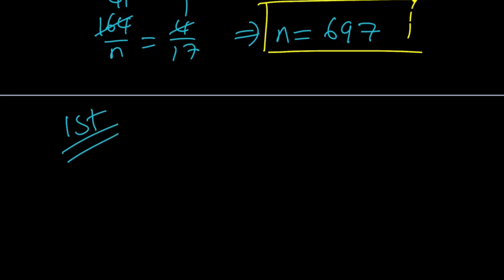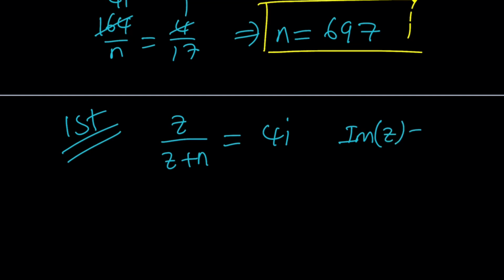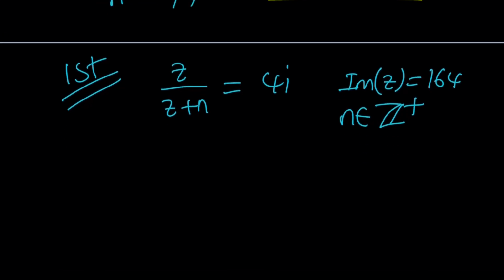Let's go ahead and talk about the first method. So again, the problem was finding the n, the positive integer value that satisfies this. We know that the imaginary part of our complex number is 164, and n is a positive integer. Now let's see how we can do this with the first method, which should be pretty straightforward. Just replace z with a plus 164i.